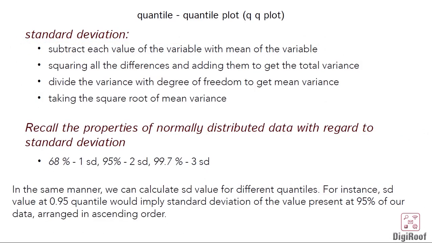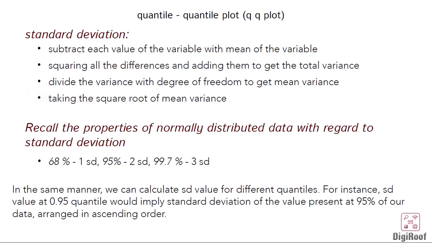Now let us revise the process of calculating standard deviation. Again, let's assume we have a numeric variable in some dataset. For calculating standard deviation of this variable, the first step is to subtract each value of this variable with the mean of the variable. The second step is to square the individual differences and add all these squared differences. Then the third step would be to divide this value with its degree of freedom. Finally, the square root of this value would be the standard deviation of the variable.